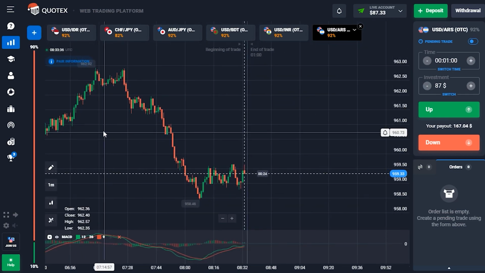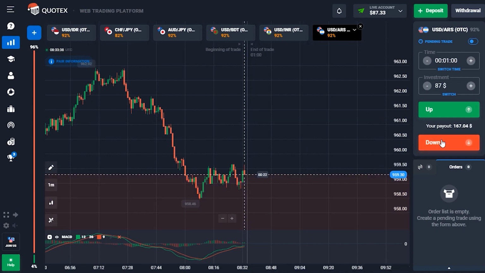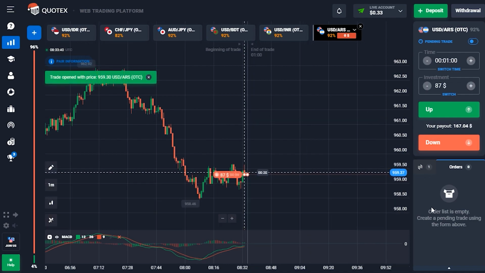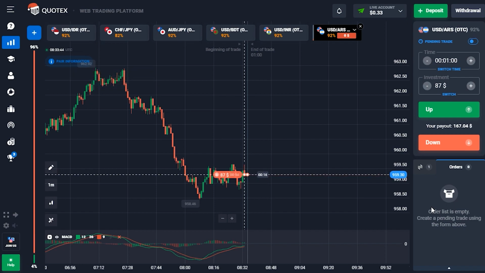What do we see here? The price begins its correction after a strong bearish movement, and now the price is at the resistance level, so I'm opening a trade down.